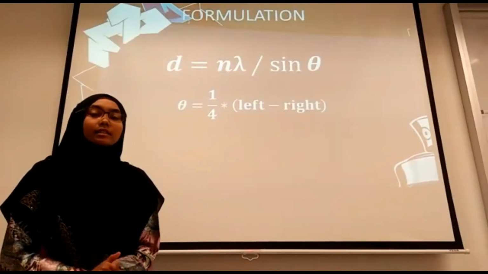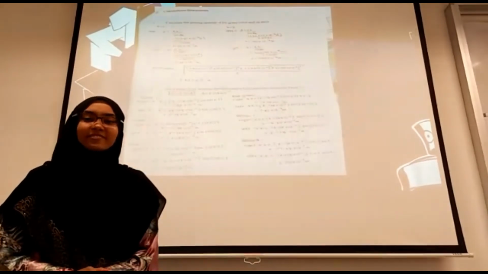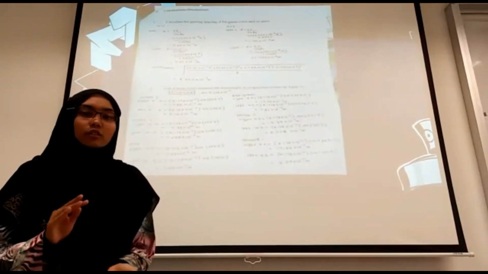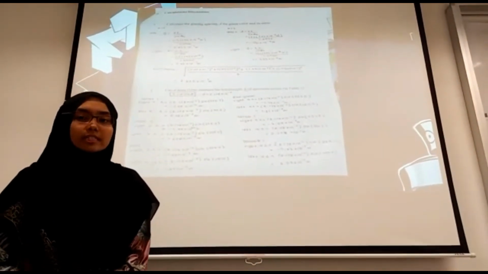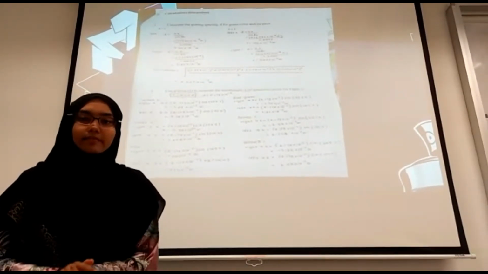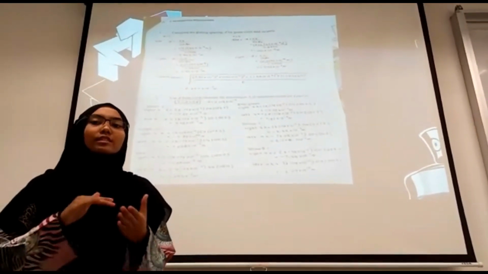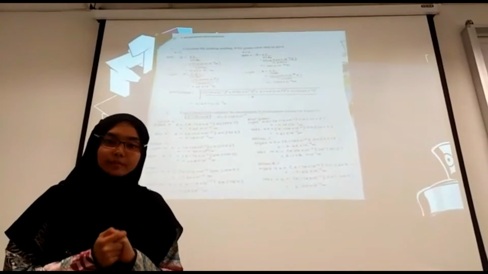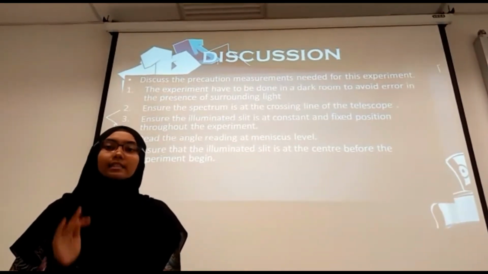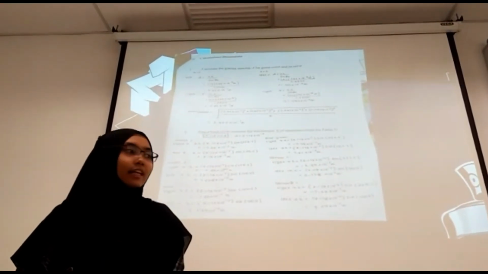Next. This is the formulation that we use. And the next one, these are the questions that we have to answer. For the first one, we have to calculate the grating spacing d for the green color and its error. For the grating spacing d, we use the formula d equals n lambda over sine theta, which is equation number 3 in the lab manual.